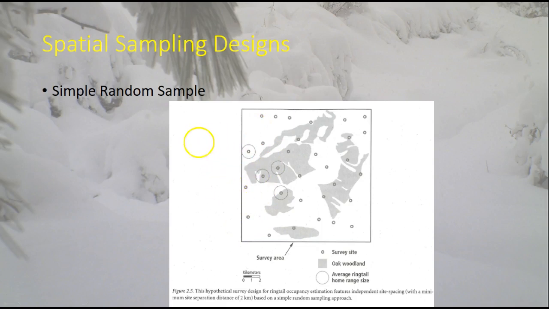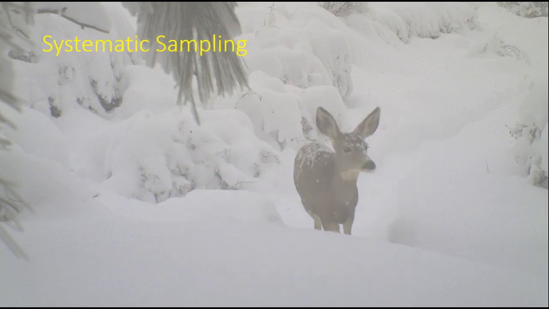Now, these circles that you see is the size of a home range. So by spacing our sample units farther apart than the size of that ringtail cat's home range, then we can definitively say that we didn't sample the same cat twice because our cameras were farther apart than their home range. Therefore, we would say that our sample units, which are these sites, are independent of each other. They're not influencing each other. And we can't always do that, but it's something good to keep in mind.